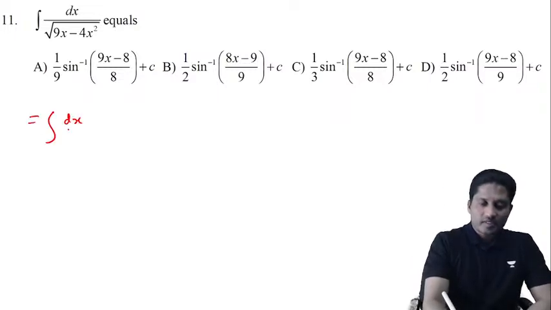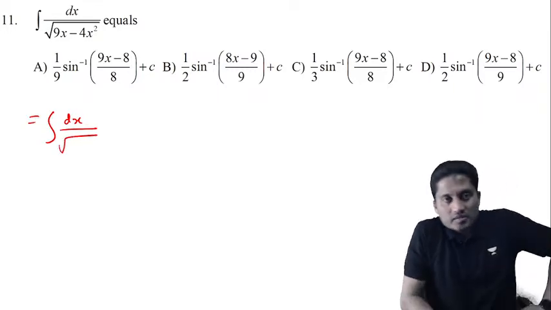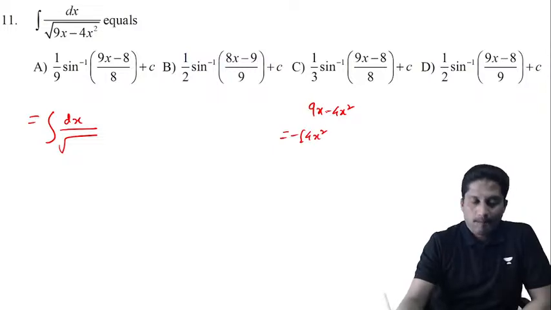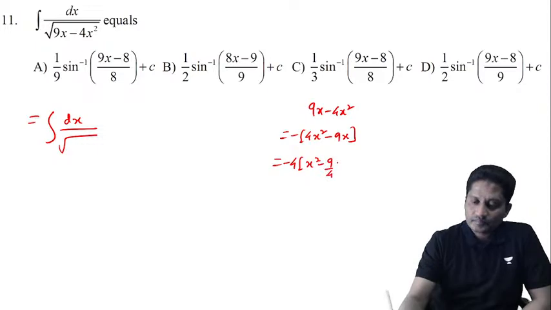Integration dx divided by root of... let us complete the squares. 9x minus 4x square. Take minus common, you get minus 4x square minus 9x. This will be minus 4 out. You will get x square minus 9 by 4x. Okay, so this is minus 4 times x square minus 9 by 4x.